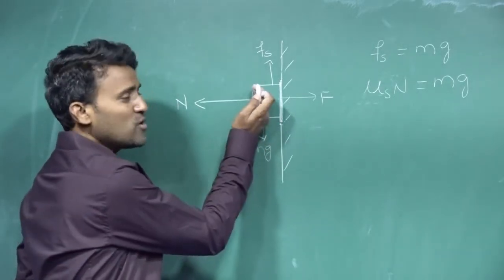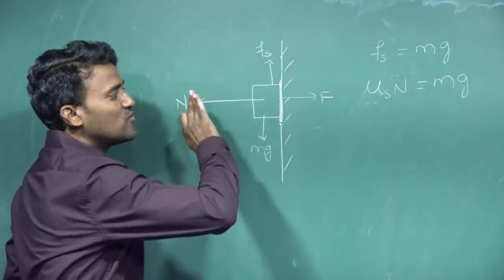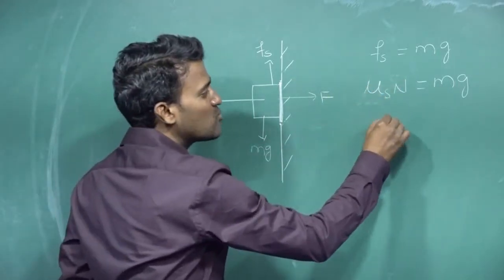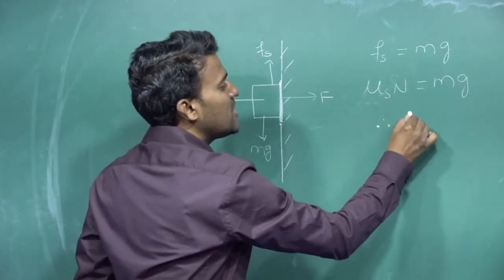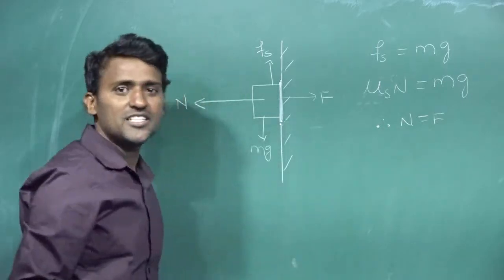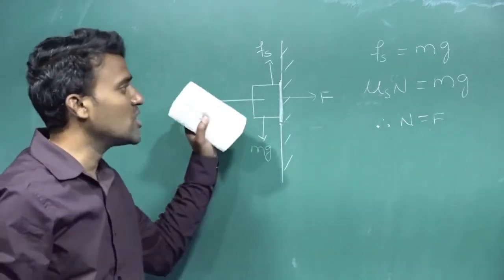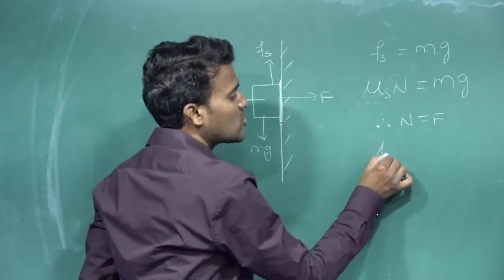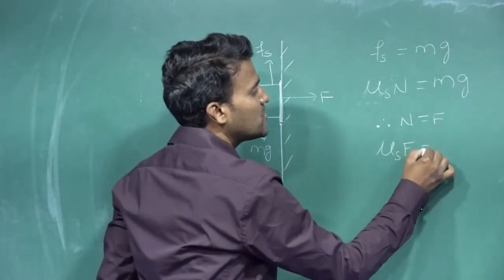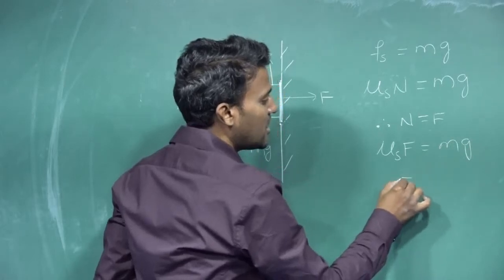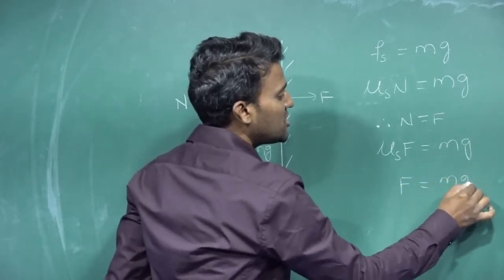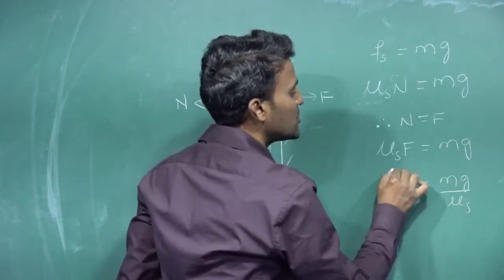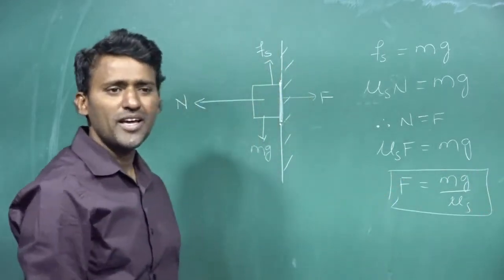Here, normal force is along this direction, and the applied force is along this direction. So at that moment, you can write N is equal to F. If I substitute in that one, mu s into F is equal to mg. Then F is equal to mg divided by mu s.